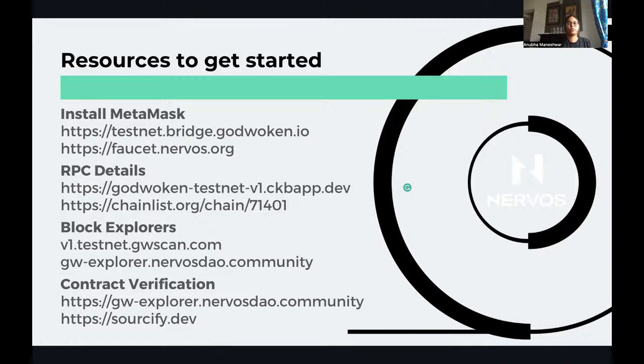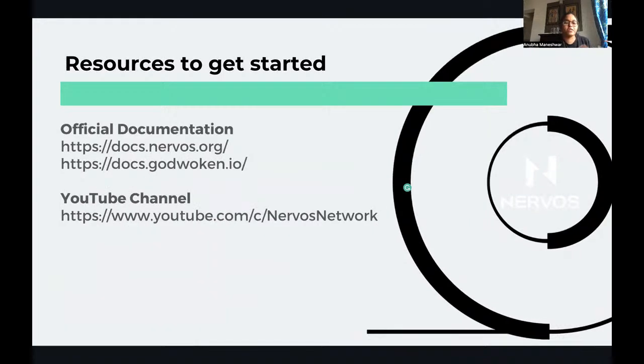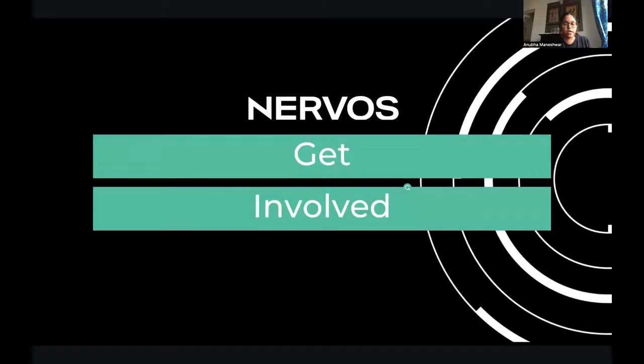So I am sharing the resources which you need to get started instantly. And then you can always read the official documentation. You can go to docs.nervos.org, which will have all the documentation, and you can also go to docs.godwoken.io, where you will see all the official documentation done by our awesome engineers. Then there is a YouTube channel which has a lot of amazing videos and resources. You can always look for detailed tutorials on YouTube as well.